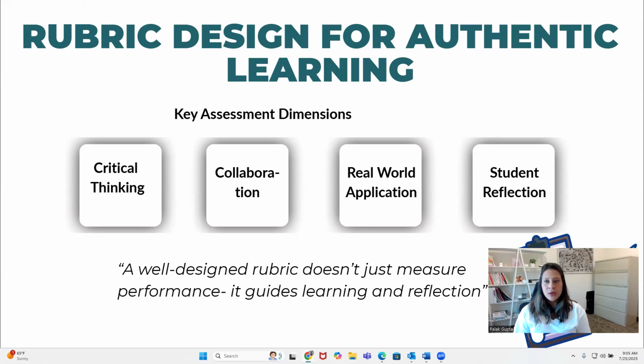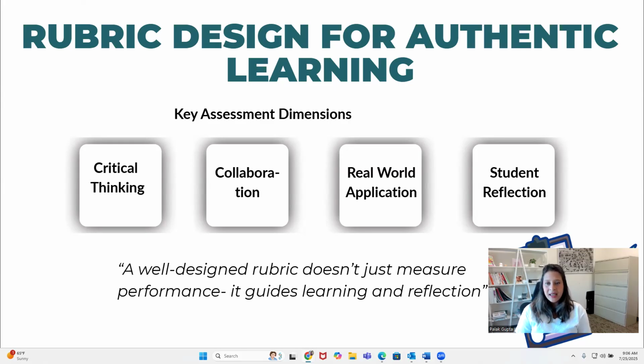Then we have real world application. This dimension assesses the relevance and feasibility of solutions and the integration of community based insights, what they learn from qualitative data, and their alignment to what they identified in secondary data with authentic program planning processes. It's all about making learning applicable beyond the classroom.